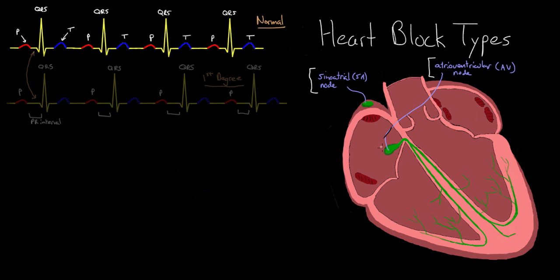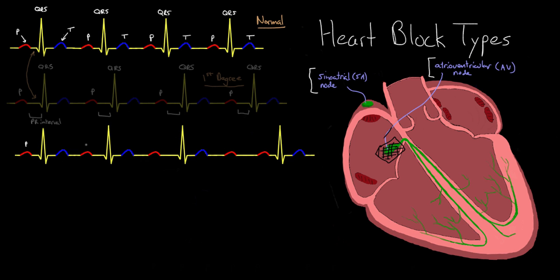So what happens if you have a problem with your AV node itself? Again, this isn't a complete block of the node, but what if the AV node is having a hard time keeping up with the signal sent from the sinoatrial node? Well, let's look at another rhythm strip. Again, I'll look for my P waves. I'll mark them off here. And my QRS complexes.